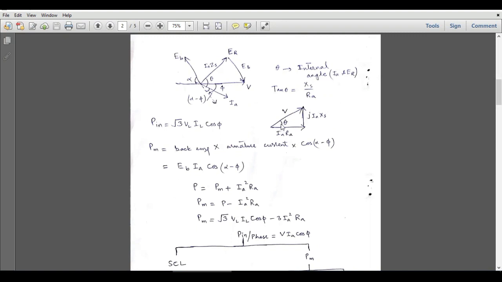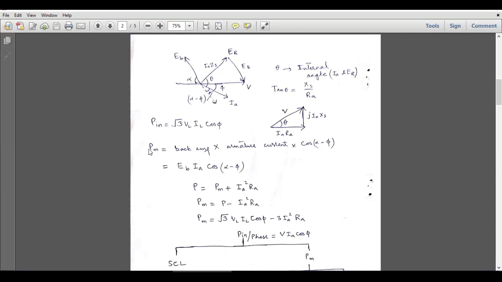So the angle here which we see as theta is called the internal angle. And if we ignore RA, or if the winding is purely inductive, then the angle between IA and jIAXS will be exactly equal to 90 degrees. And now the input power is equal to root 3 into line voltage into line current into cos phi, and phi is the angle between the applied voltage and the armature current.